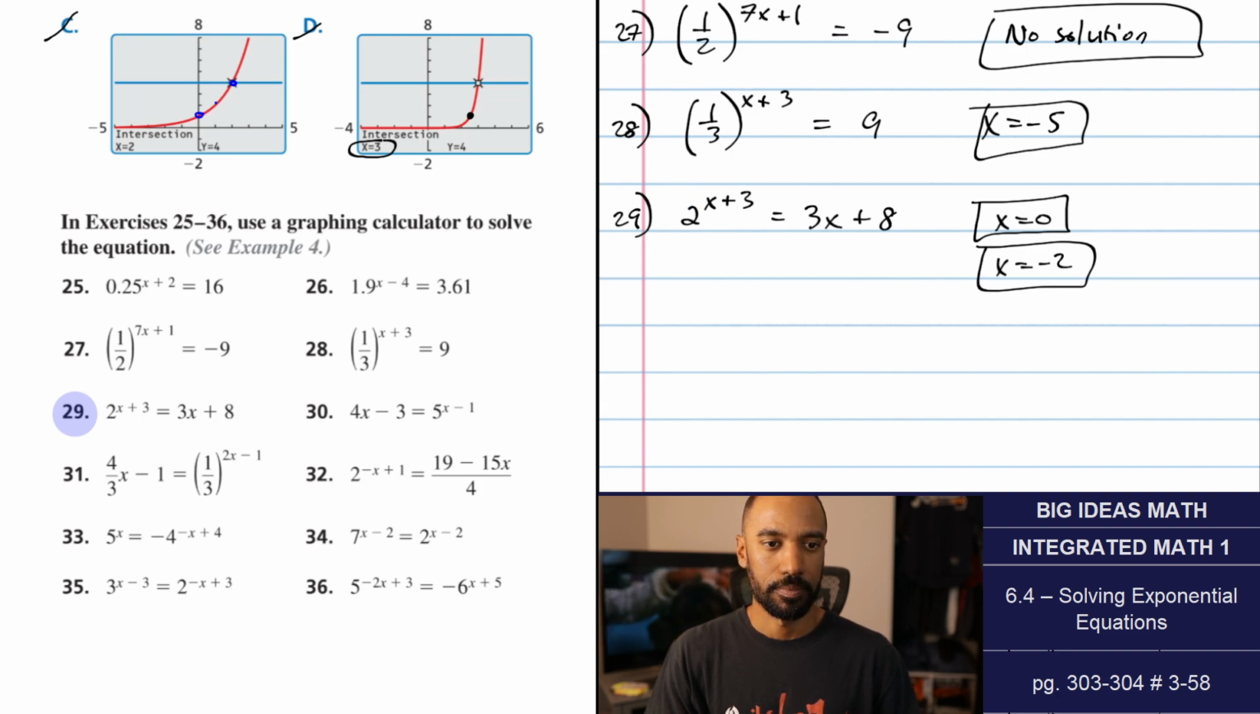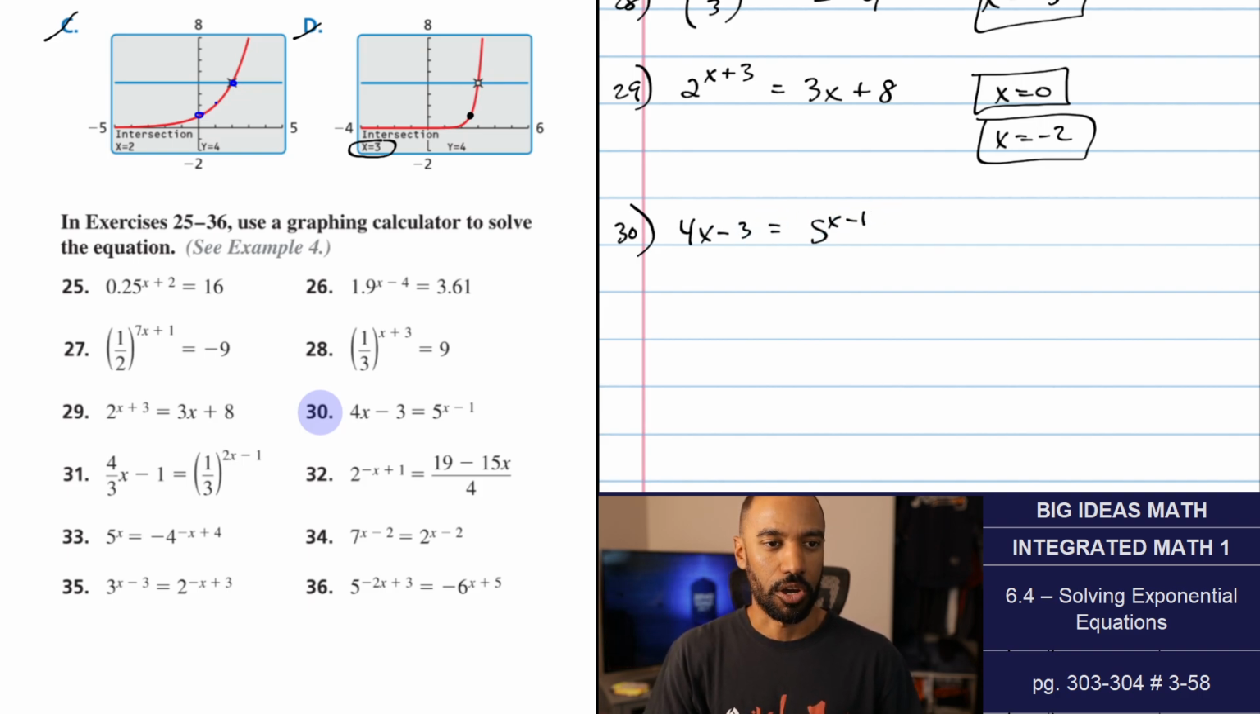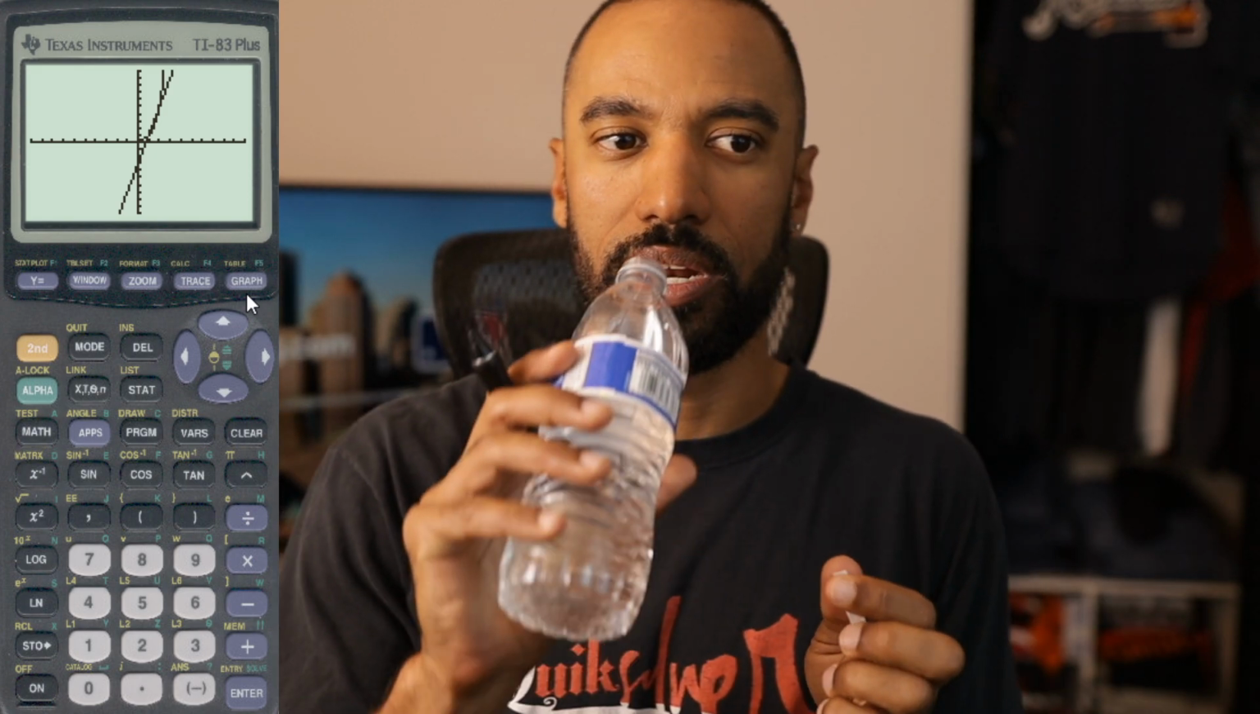Number 30. Same kind of problem. I'm not going to really guess where these ones intersect. This is where the graphing calculator comes in full force. Okay, so let's get it. Don't forget the parentheses here. All right, I don't know if they intersect on visible axes. Okay, they do.